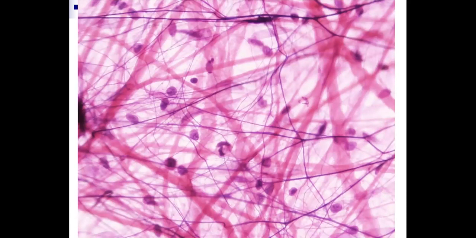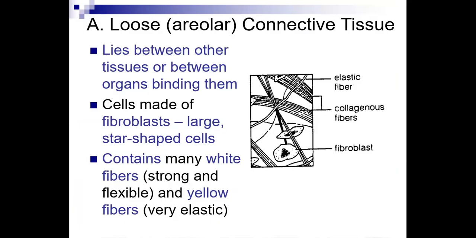Those little blue or purple dots are the nuclei of fibroblasts. What are the thick pink fibers? Collagen. What are the thin purple fibers? Elastin. If you like, whoa, how do they know? There's the key. Elastic fibers are thin, collagen fibers are thick, fibroblasts are the cells.